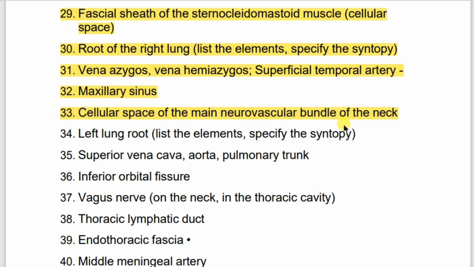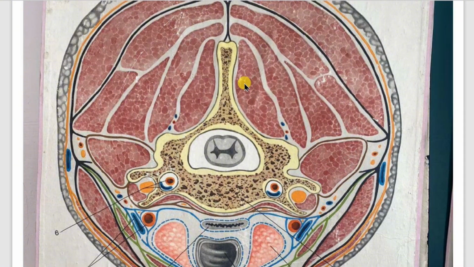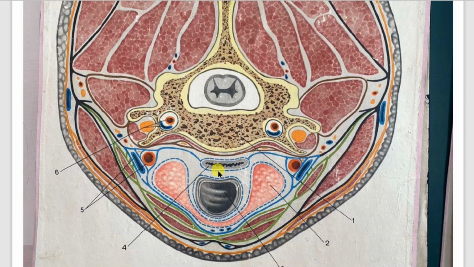So it's the neck region. Let's open the neck region and see. Here we took again the transverse section of the neck region. This is the fourth fascia of the neck, which surrounds the neurovascular bundle of the neck. This fascia is called the endocervical fascia of the neck.